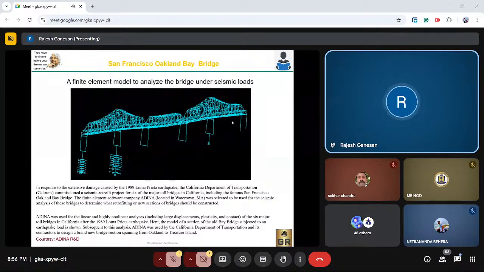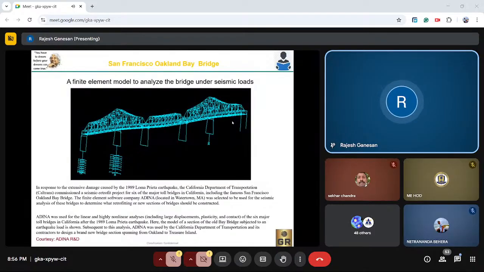Okay, so in that case they took all the earlier analysis reports, how it is reacting and what load is applied. So everything they started investigating. Here you can see one of the analysis software they use for linear analysis, including large displacement, plasticity, and contact.